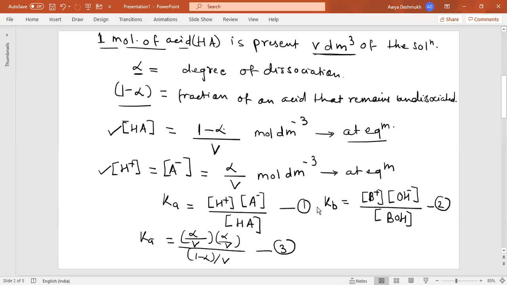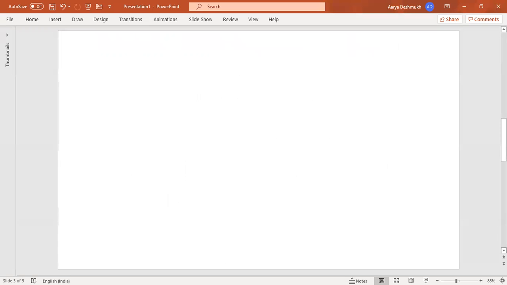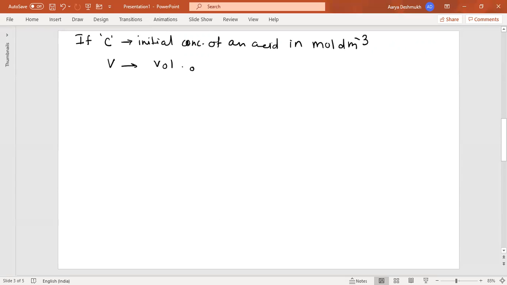Okay. Now if we put some concentration here, if C is the initial concentration of an acid in moles per dm cube, and V is the volume in dm cube per mole, isn't it?